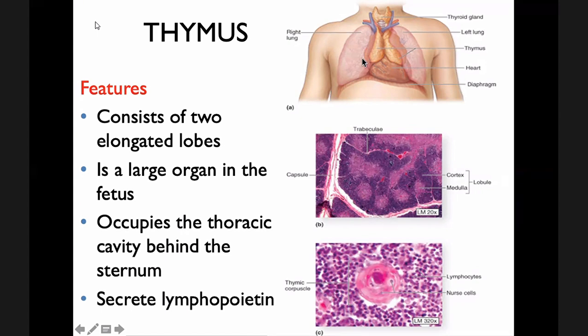When you are a kid, it's larger in size, and when you grow older, there is thymic atrophy, shrinkage of the thymus. All right.